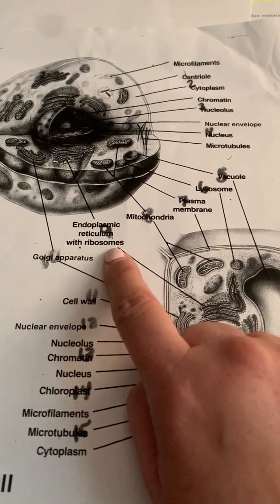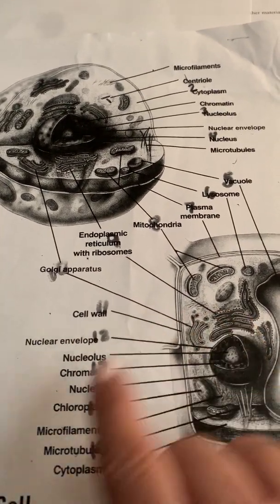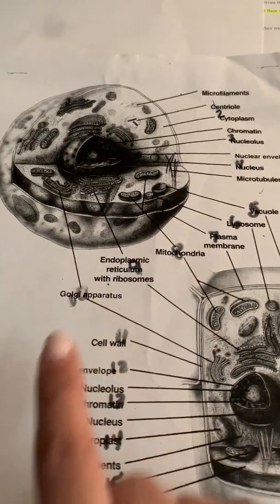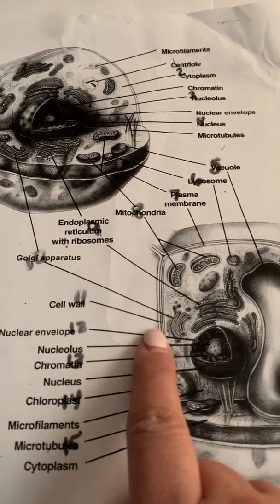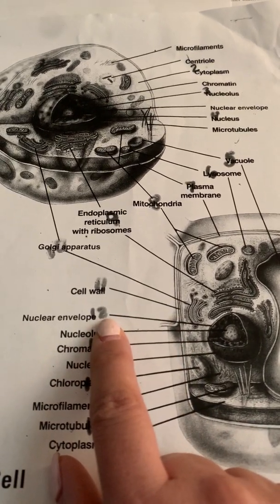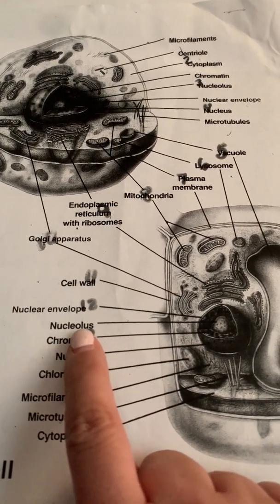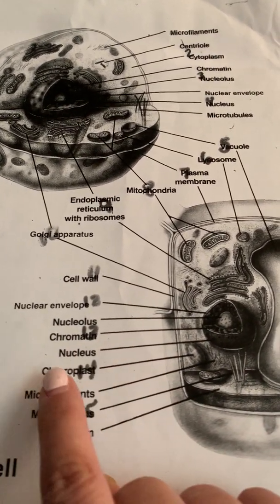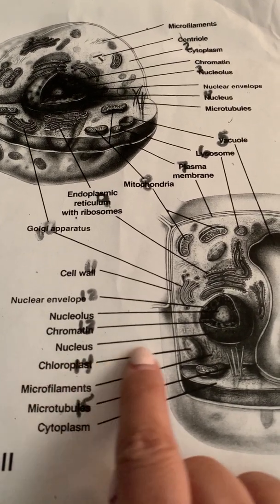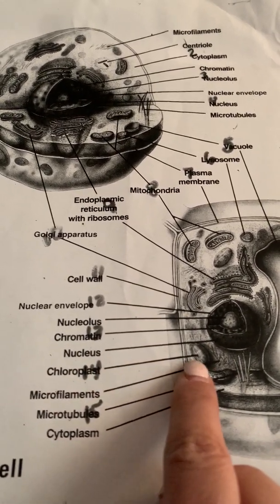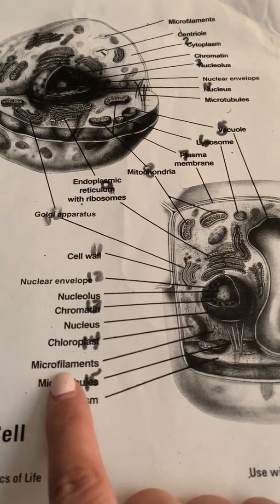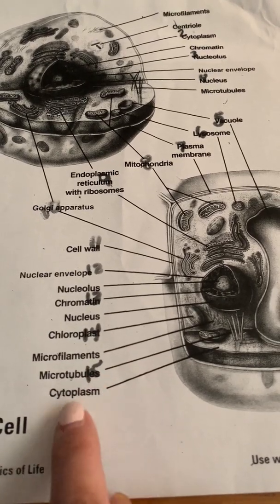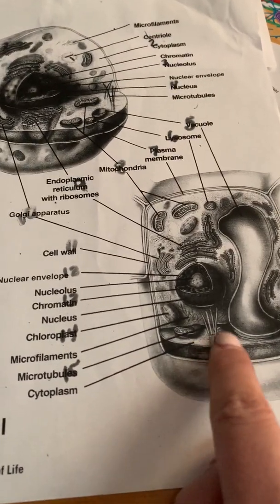This would be the rough ER, number 9, because it has the little bumps on it. Golgi apparatus kind of looks like a stack of pancakes. Number 10, here's the cell wall, the extreme outside of the plant cell. Nuclear envelope or nuclear membrane, number 13. We've got the nucleolus, which is the center of the nucleus. Chromatin, number 13, or if it's coiled up, it's a chromosome, and then that's the nucleolus. Chloroplasts right here in the plant cell. And microfilaments, again, are part of the cytoskeleton. Same with the microtubule. So number 15 is the cytoskeleton. And cytoplasm is the gel-like stuff in between.